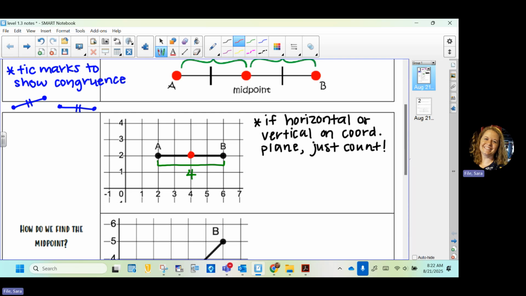Now I need to give the coordinates of that midpoint. Remember, your coordinates are X and then Y. It's how far left or right, and then how far up or down you are from the origin. So this is at 4, 2. That's the midpoint here. I didn't have to calculate anything. I just had to count, and then find the halfway point.